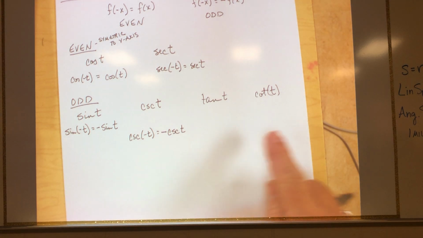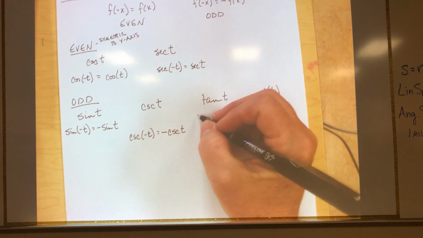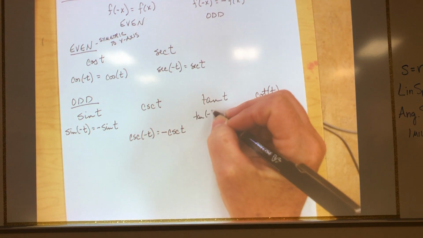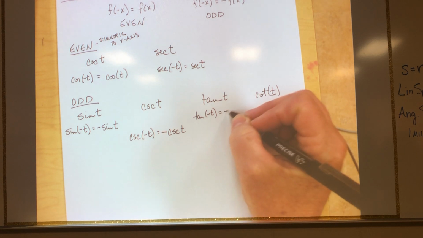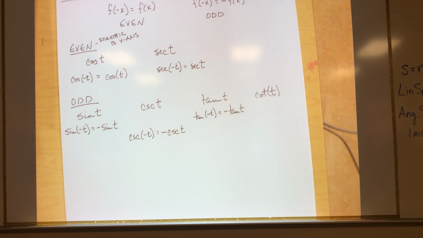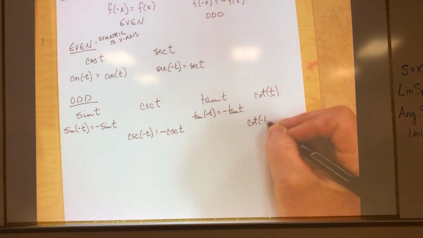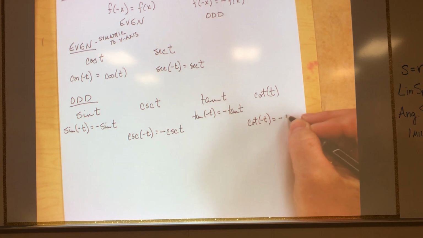You should be able to write all the rest of them. The tangent of negative t is equal to the opposite of the tan of t. The cotan of negative t is equal to the opposite of the cotangent of t.